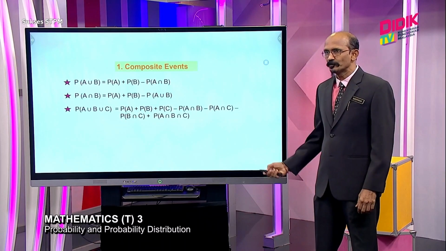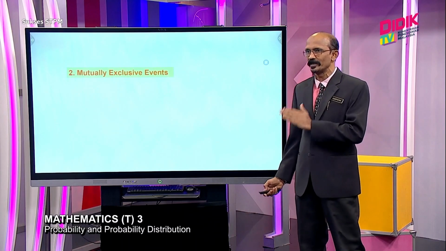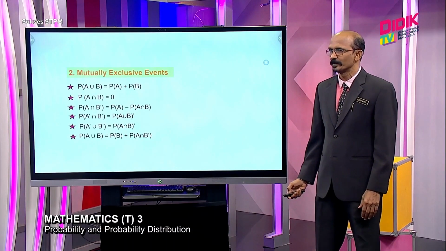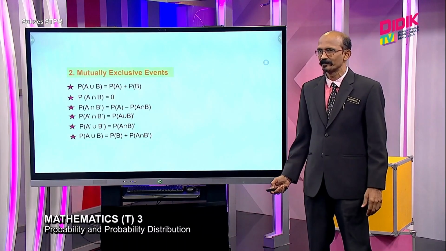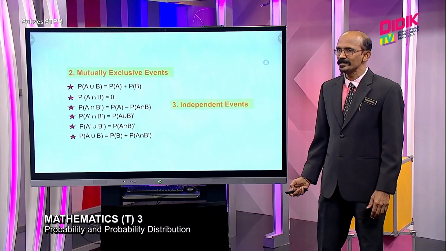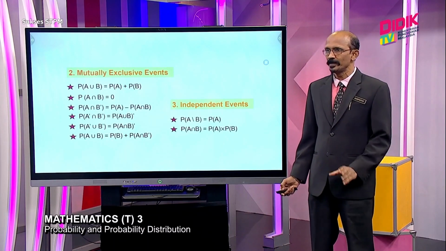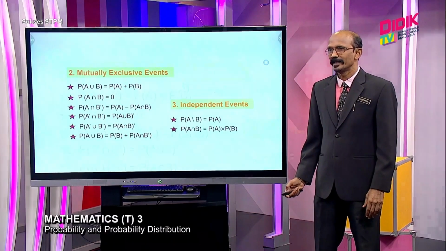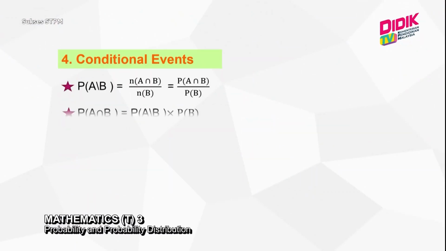Next one is mutually exclusive events. Students should be able to explain what mutually exclusive events are. Here we got altogether 6 different formulas, which you should be able to use in the context of the question. Later we will see in an example. Our third event is independent events. Here we got 2 formulas which students should be able to interpret and use well according to the situation. And next event is conditional event. For conditional event, we got 2 main formulas.